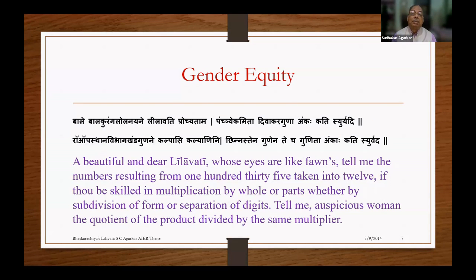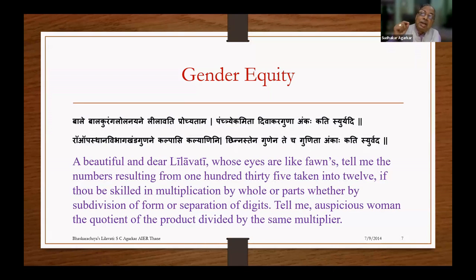You see, in general, mathematics is a subject not liked by many girls. And there are very few women in mathematics. And in fact, we have been told that girls were not allowed to take formal education earlier, and they might take some education useful in their life, but not mathematics. But here, this book addresses a girl.